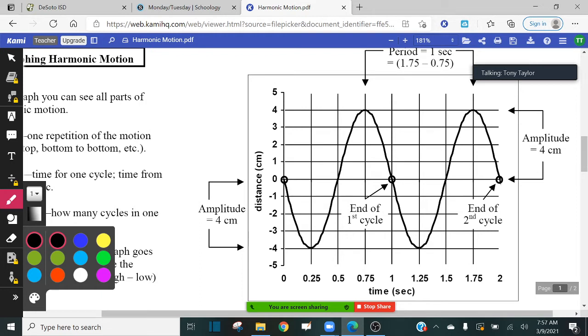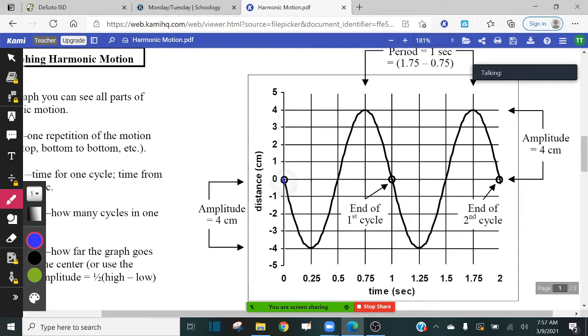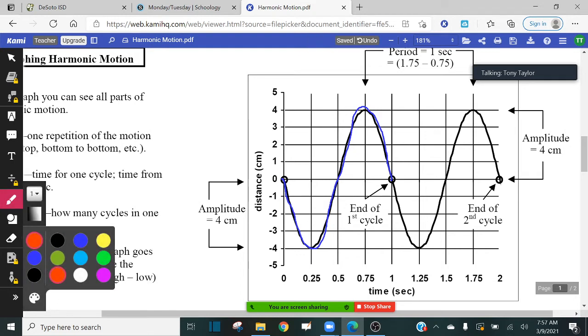So, for example, look at this graph here. Notice how the graph starts here, it goes down, it comes up, and it goes back down again. And if we stop there, that represents one cycle. How do we know that represents one cycle? Because after that, notice how the curve repeats itself. Okay, goes down, goes up, and it comes back down again.